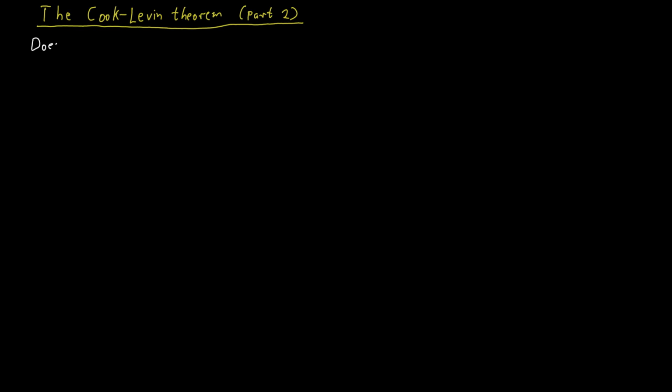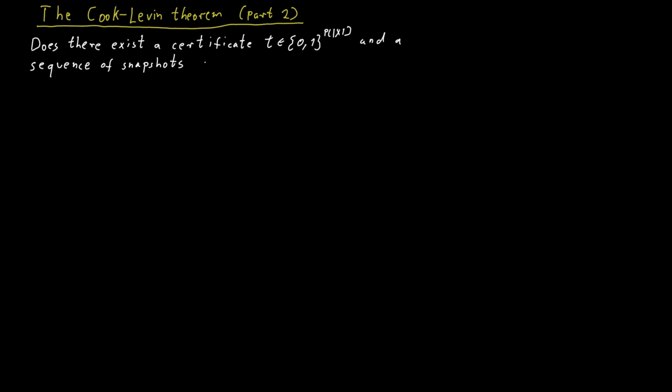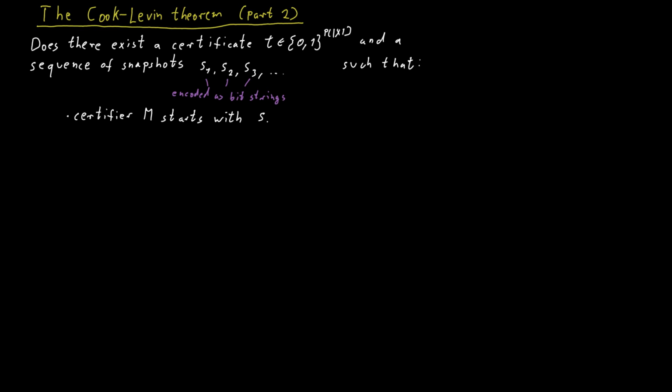We can now finish our reduction. The basic question we are asking is whether there exists a certificate and a sequence of snapshots encoded as constant length bit strings such that the following is true. The certifier starts with the first snapshot s_1, which should be the starting state and the first character of the input, say x_0.